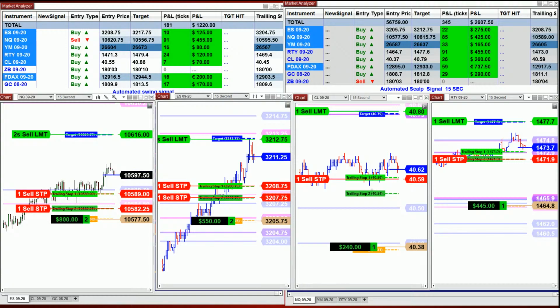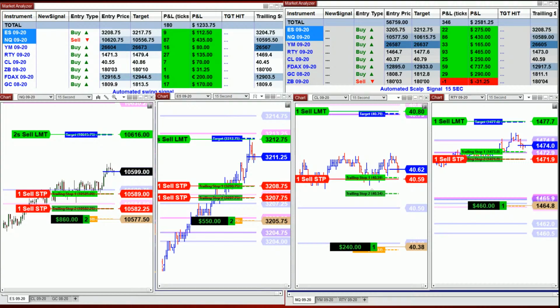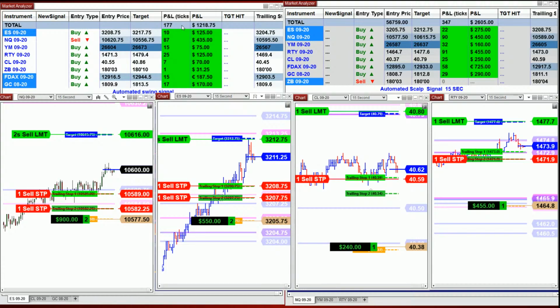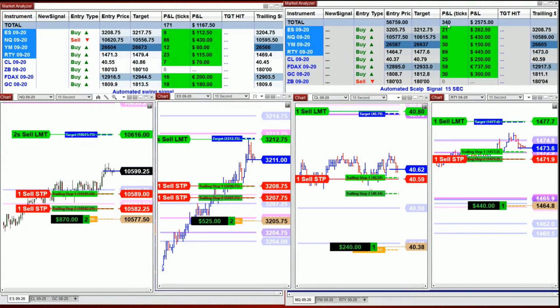Trying to get this trade out. You can see on the swing trading, there is not much, there is only 180 ticks. There is not much movement. As you see on the scalper, there is much more ticks. There is 350 ticks on the scalper.